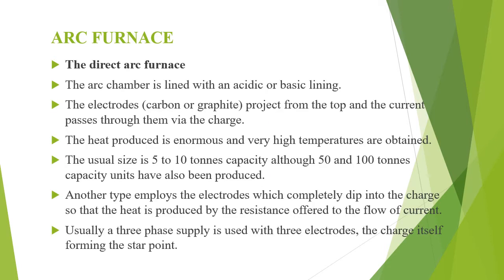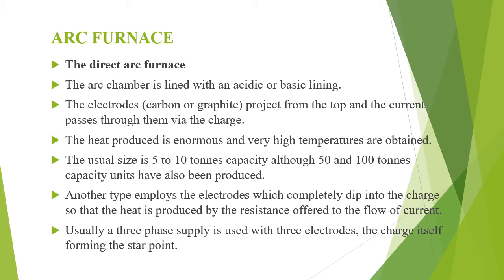The arc chamber is lined with an acidic or basic lining. The electrodes, either carbon or graphite, are projected from the top of the arc furnace and connected to the supply. Current passes through the electrodes via the charge. The heat produced is of large quantity and very high temperatures can be obtained. The usual size is up to 5 to 10 tons capacity, although 50 to 100 tons capacity units can be produced.